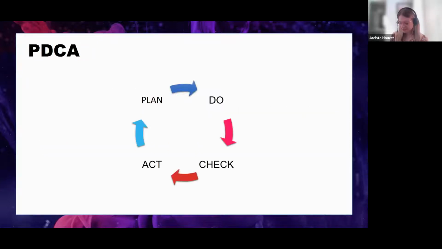And last but not least is PDCA. So that stands for Plan, Do, Check, Act. And this is also a lean methodology. So the plan stage is really about going through questions like, what are the objectives? How do we measure success? What are the deliverables? Who are the stakeholders? What is the timeline? And what are the constraints?